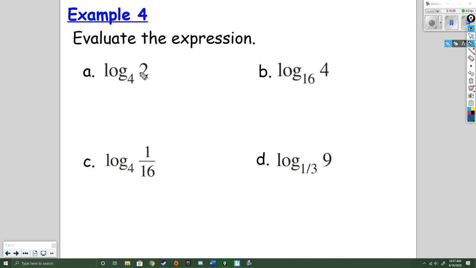So if I want to rewrite this, and I'm going to rewrite this for every single one because I think it's useful. For part A, we could rewrite this as 4 to the x power, or 4 to what power equals 2? Well, we know 4 to the first power equals 4. To get a smaller number, I guess we could raise it to the 0th power, but 4 to the 0th power equals 1. So it's somewhere in between 0 and 1.